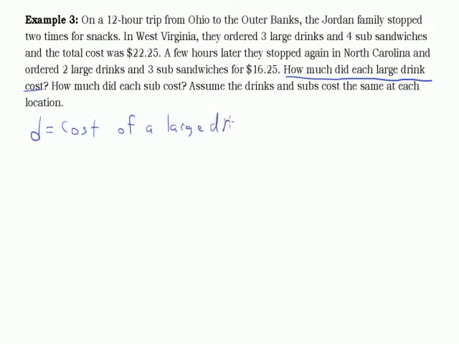Almost always, you want a variable name for the question being asked. The second question was, how much did each sub cost? Let's have that be S, the cost of each sub.